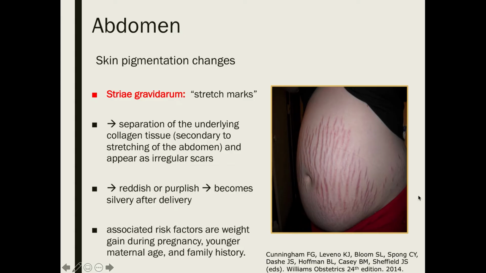Another very common abdominal change that you see will be striae gravidarum or the stretch marks. And this is because of the separation of the underlying collagen tissue secondary to the stretching of the abdomen, and they appear as irregular scars. Okay, during pregnancy, they appear as reddish or purplish, but postpartum, you will note that these stretch marks or striae gravidarum will become silvery.